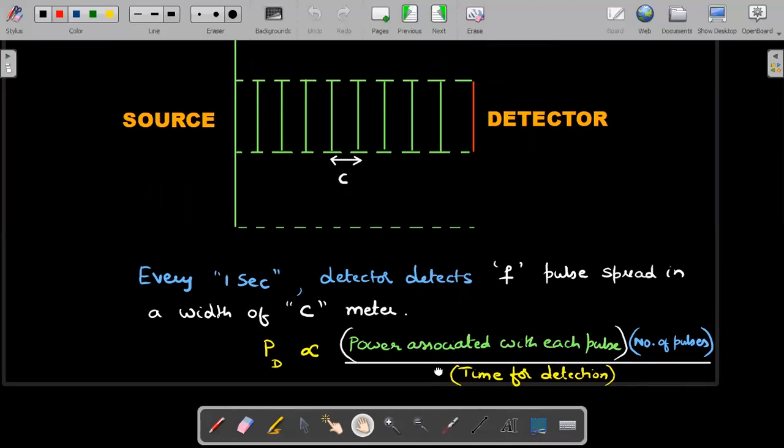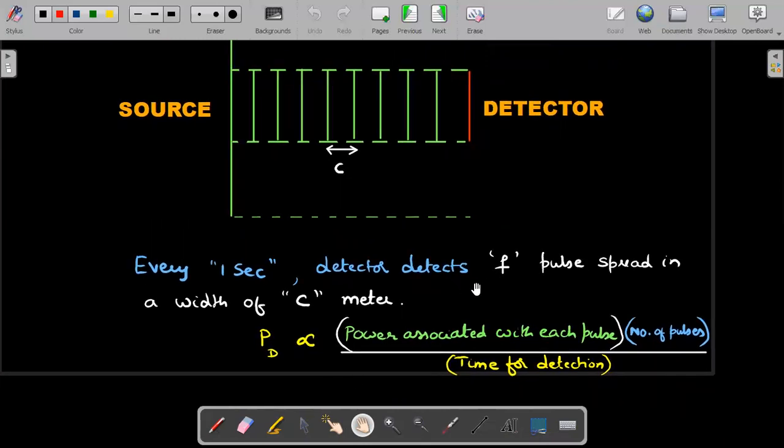So I would just take an estimate of a proportionality, which I'll use in the second case when both are moving. I would claim that the power detected by the detector would depend on three aspects. One, the power associated with each pulse that is hitting it. Each pulse will have a power associated with it, and that is important. Then multiplied by the number of pulses it detects and divided by the unit time that it takes for the detection. For example, the power associated with each pulse is some number. Then here I could substitute the number of pulses as f and the time for detection as 1 second in this situation.